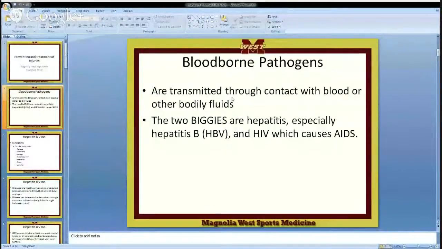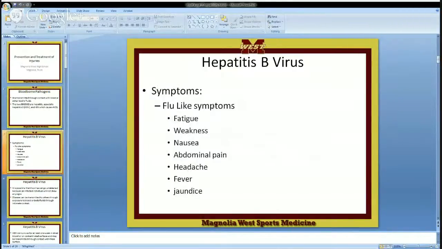Plain and simple. All right, you'll need to know how bloodborne pathogens are transmitted. Are they transmitted through contact with body fluids and blood? All right, let's go to slide 3. That's on slide 2. Slide 3 will have your symptoms.